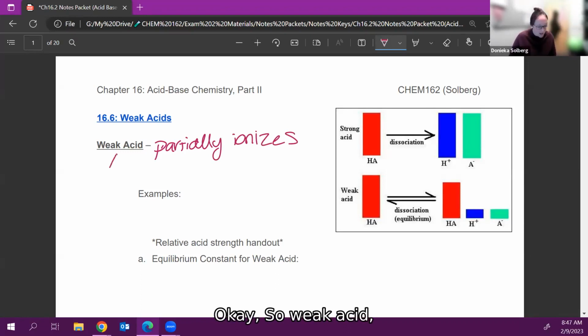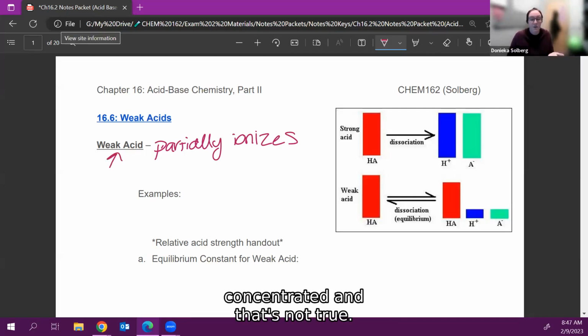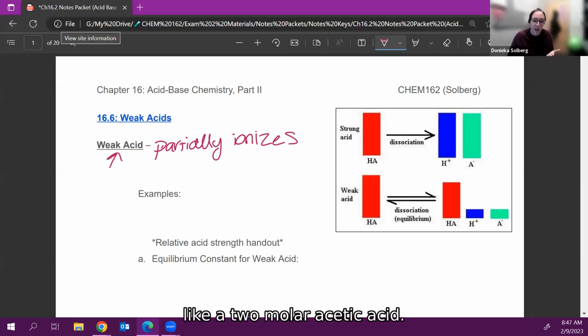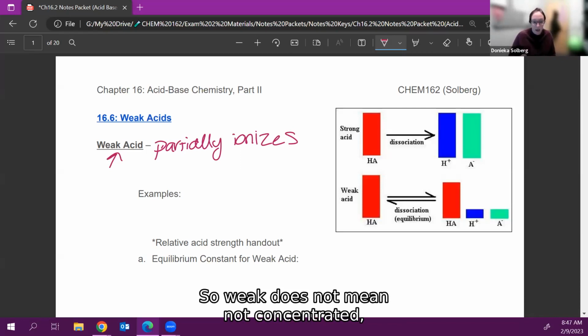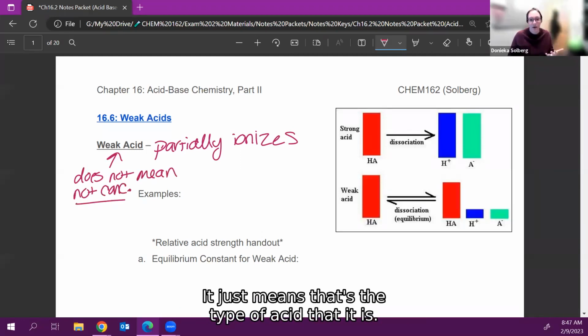Okay, so a weak acid, this is actually important. Some people associate a weak acid with something that's not very concentrated, and that's not true. You could have a very concentrated weak acid, like a 2 molar acetic acid. So weak does not mean not concentrated. It just means that's the type of acid that it is.